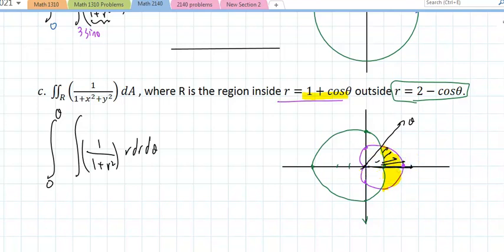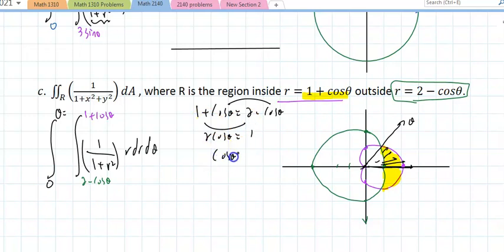It runs from the green, which is 2 minus the cosine of theta, to the purple. The purple is 1 plus the cosine of theta. And how am I going to find that angle theta? I'm going to figure out where those intersect. Where was 1 plus the cosine of theta equal to 2 minus the cosine of theta? That's when 2 cosine of theta equals 1, or cosine of theta equals 1/2. I have a reference angle of pi over 3. So I got this to be pi over 3.